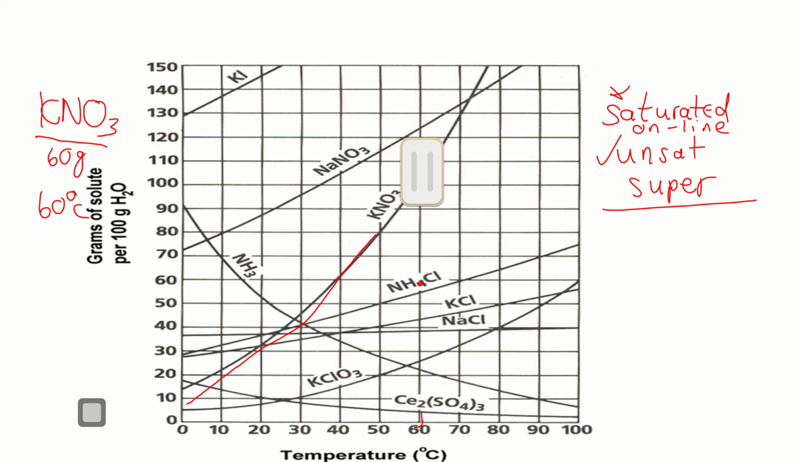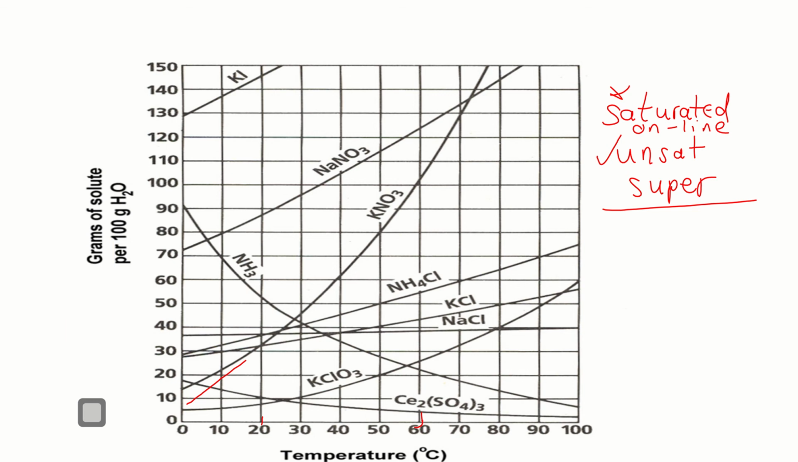So let's just do one more at that. Let's say I have 87 grams of NaNO3 at 20 degrees Celsius. Estimate about 87. I'm thinking I'm basically on the line. I have a saturated solution. Okay? Now getting to something a little bit more complicated.